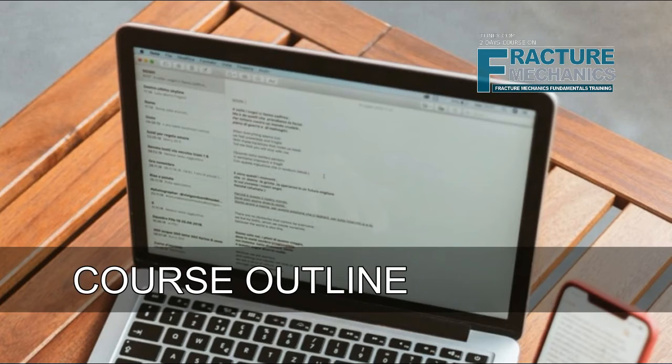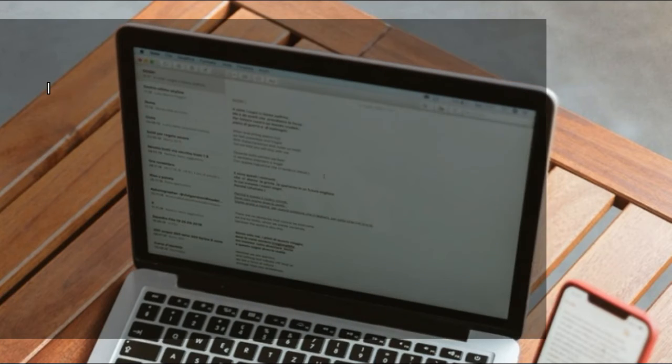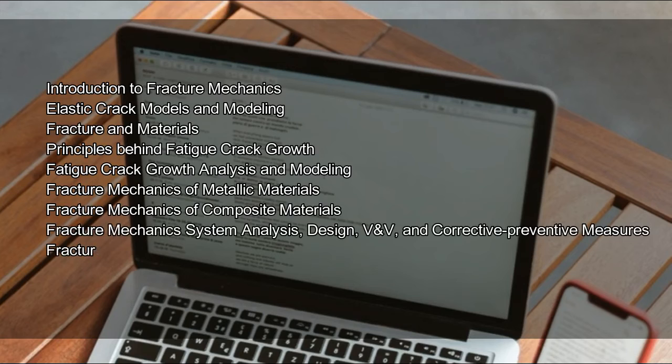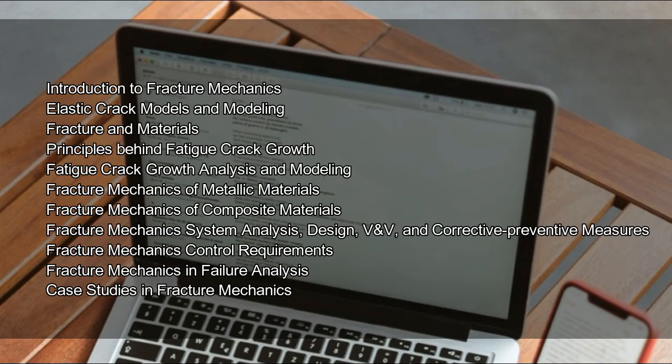Course outline. Introduction to fracture mechanics. Elastic crack models and modeling. Fracture and materials. Principles behind fatigue crack growth. Fatigue crack growth analysis and modeling.